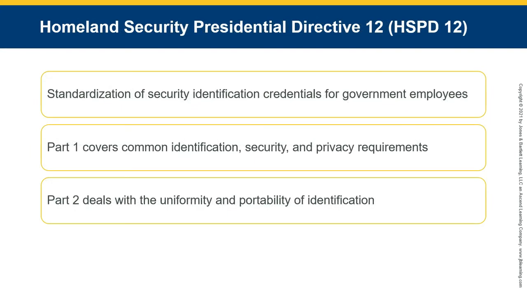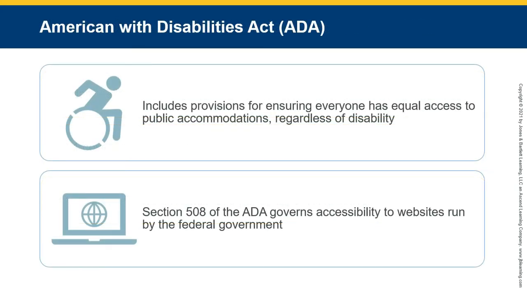Homeland Security Presidential Directive 12. Standardization of security identification credentials for government employees. Part 1 covers common identification, security, and privacy requirements. Part 2 deals with uniformity and portability of identification. Americans with Disabilities Act includes provisions for ensuring everyone has equal access to public accommodations regardless of disability. Section 508 governs accessibility to websites run by the federal government.